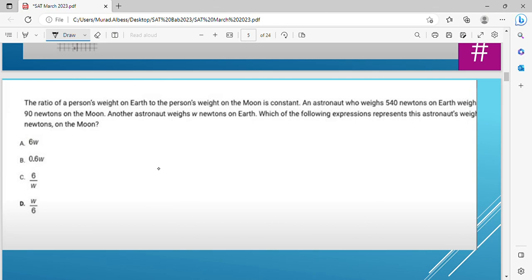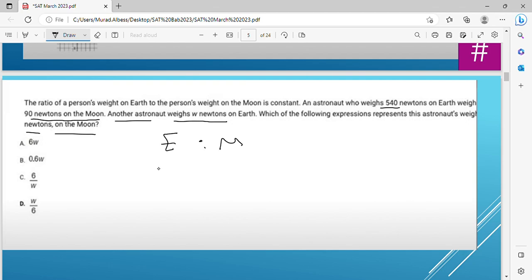The ratio of a person's weight on Earth to the person's weight on the Moon is constant. An astronaut who weighed 440 Newtons on Earth weighed 90 Newtons on the Moon. Another astronaut weighed W Newtons on Earth. Which of the following expressions represents the astronaut's weight in Newtons on the Moon? Okay, we will take the information from the question. This is the Earth to the Moon.